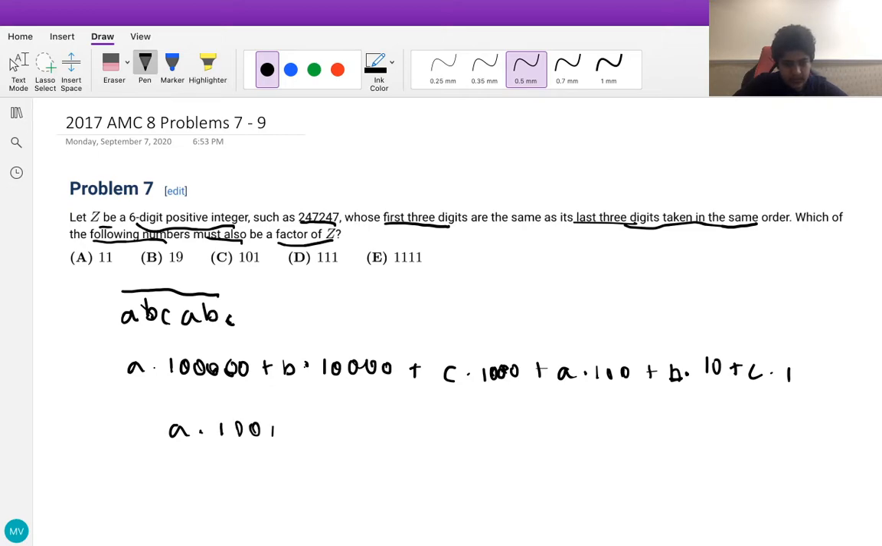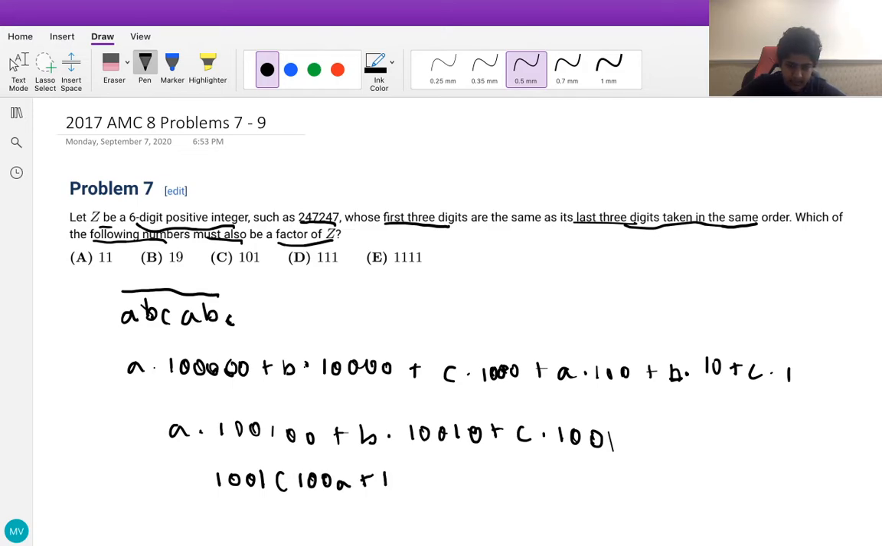Now adding everything up, we have that this is equal to a times 100,100 plus b times 10,010 plus c times 1,001. And we can factor out a 1,001 from each of these terms to get that the number is simply 1,001 times 100a plus 10b plus c. And since a, b, and c vary, we know that the number that must be a factor of z has to be a divisor of 1,001.